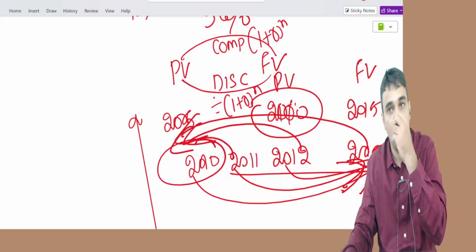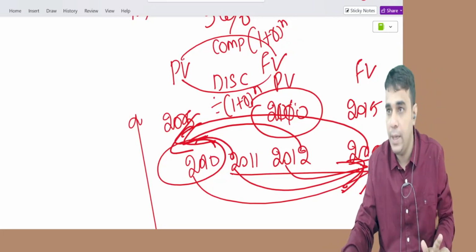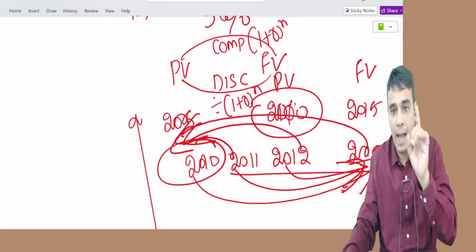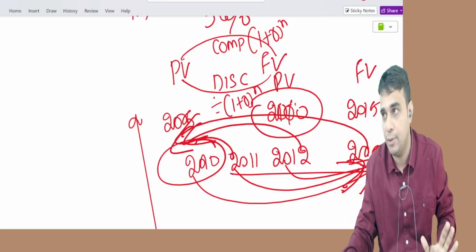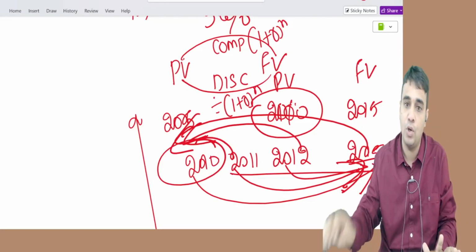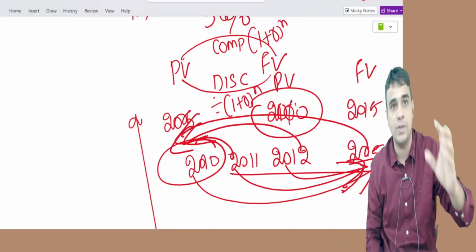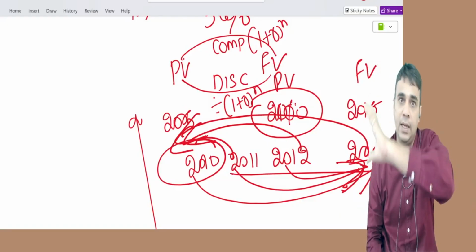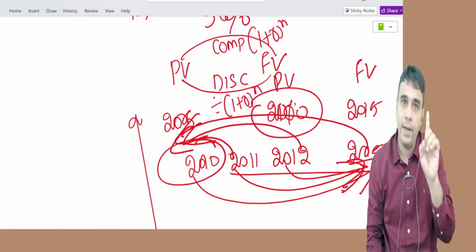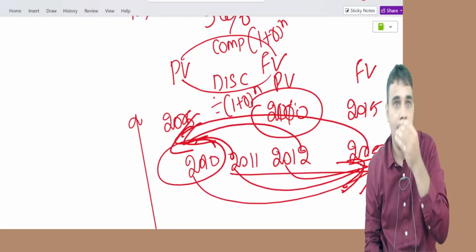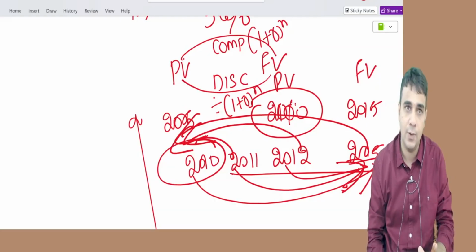You can do the discounting, you can do the compounding. Everything has to be brought to one time period. What is that time period? We are not getting into that debate. It has to be brought to a common time period. Common time period can be 2010, 2015, 2020, 2025, 2030. One time period you want to bring. One cash flow, one time calculation. Multiple cash flow, multiple times calculation. Any doubts on the concept?